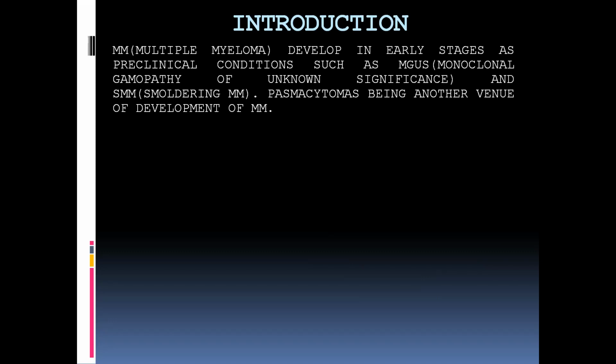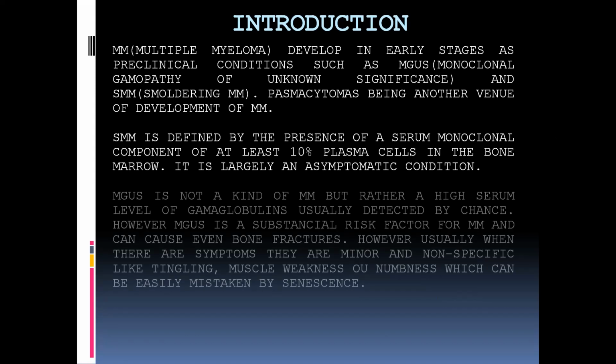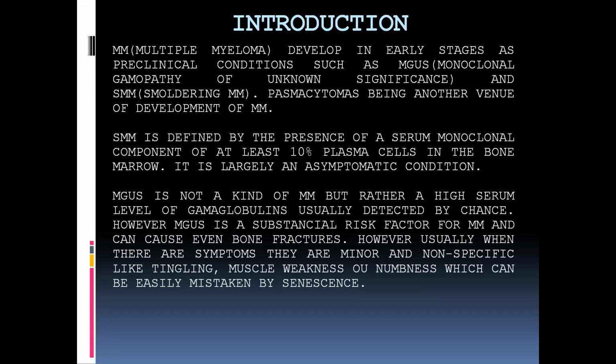Plasmacytomas come a bit apart because a plasmacytoma is not exactly asymptomatic. They present pain, so they don't exactly classify as preclinical, so to speak. SMM is defined by the presence of a serum monoclonal component of at least 10% plasma cells in the bone marrow. So it shares with multiple myeloma the clogging of the bone marrow. It is largely asymptomatic. This is what characterizes SMM, and it differs from MGUS, which is not a kind of MM per se.